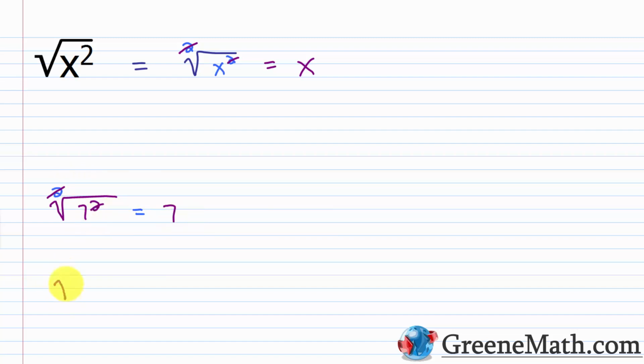But if I had the square root of negative 7 squared, now I've got a problem. If you try to cancel this with this and say this is negative 7, that is wrong. This is where you need your absolute value. So we would cancel this back and say this is equal to the absolute value of x. So in other words, in this case, it's the absolute value of 7, which is 7. Here it's the absolute value of negative 7, which is positive 7.